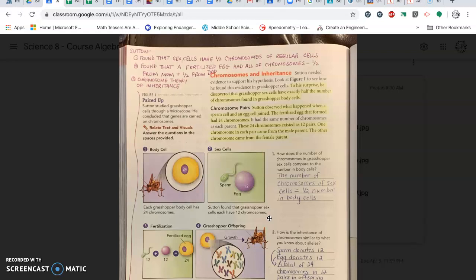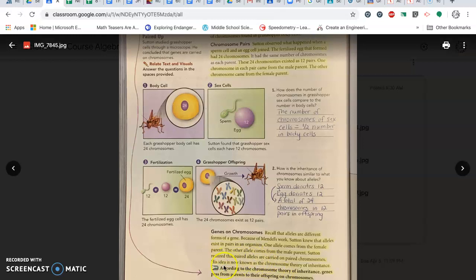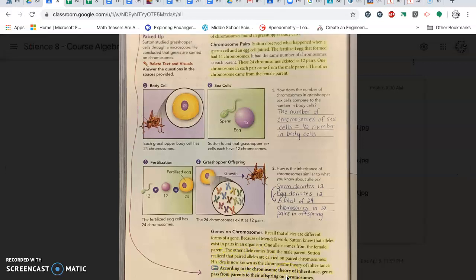He also found out that once an egg becomes fertilized, that new combined cell or group of cells now has all the chromosomes that the organism should have. So the organism was getting half of the chromosomes from the egg cell and half from the sperm cell, and combined, it created a new organism with a full set of chromosomes. And then he summarized his findings in the chromosome theory of inheritance, which is down here in bold. It basically says that genes pass from parents to their offspring on chromosomes.